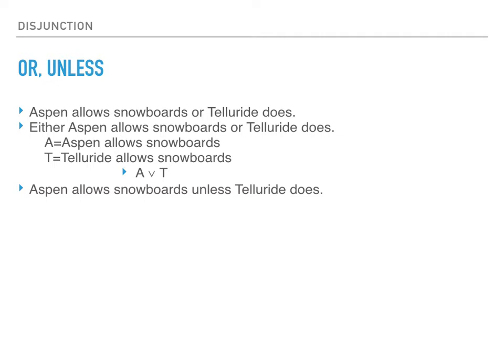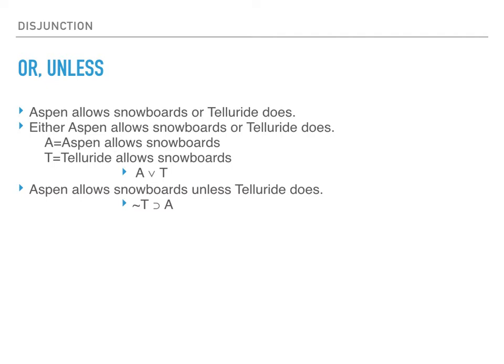In the book, we're told that when we see the word unless, we should translate it as the wedge, so that Aspen allows snowboards unless Telluride does, according to the way we would do things, is just going to be translated as A wedge T, the very same thing that we have in the first sentence up there. But a lot of people are puzzled by that, because what they hear the sentence as really saying involves a tilde. So Aspen allows snowboards unless Telluride does sounds to a lot of people like it's saying, well, if Telluride doesn't allow snowboards, then Aspen does.